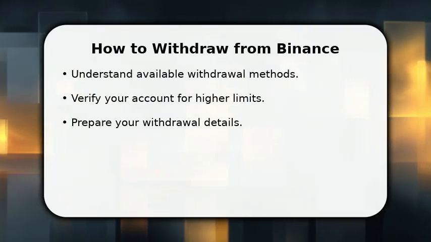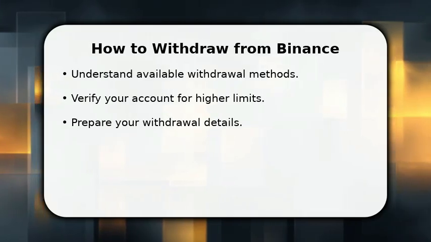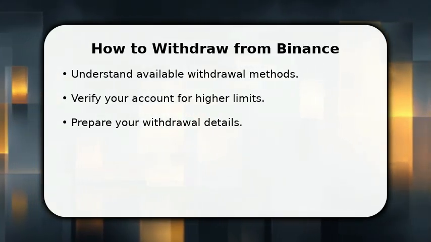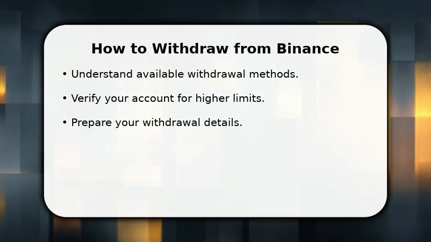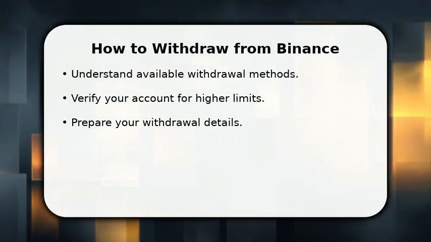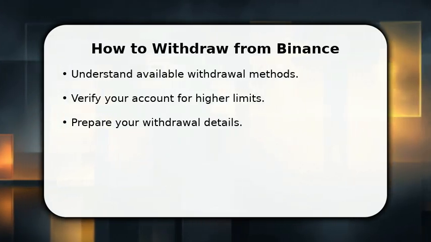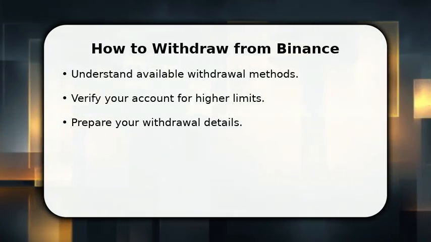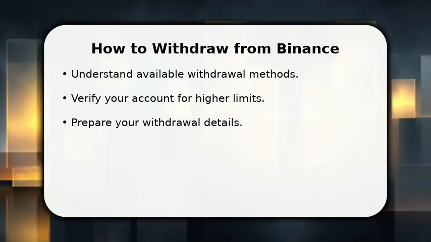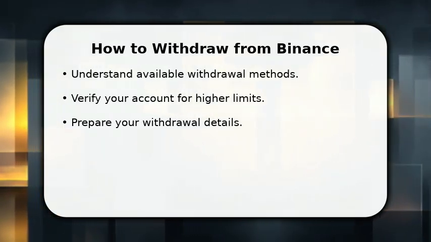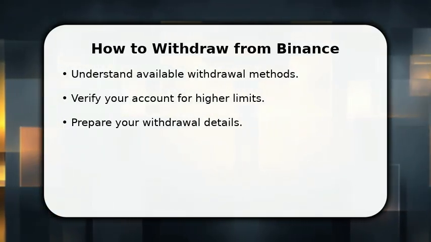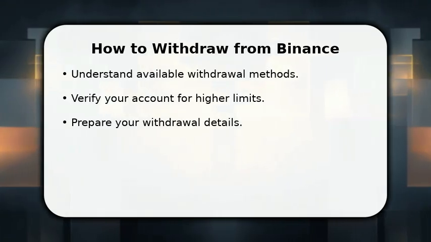In this video, I will explain how to get money off Binance. First, log into your Binance account and navigate to the wallet section. Select fiat and spot to view your balances. Choose the cryptocurrency or fiat currency you wish to withdraw. Ensure your account is fully verified to access all withdrawal options and higher limits. This initial step is crucial for a smooth transaction.